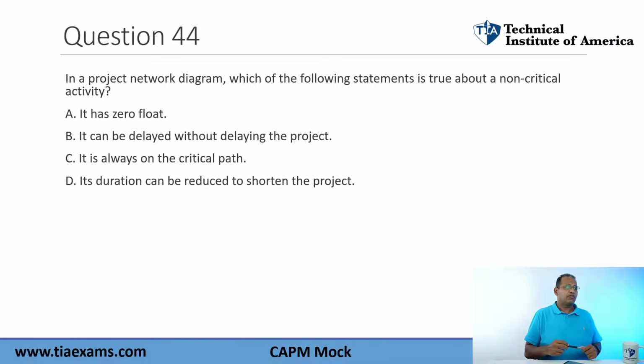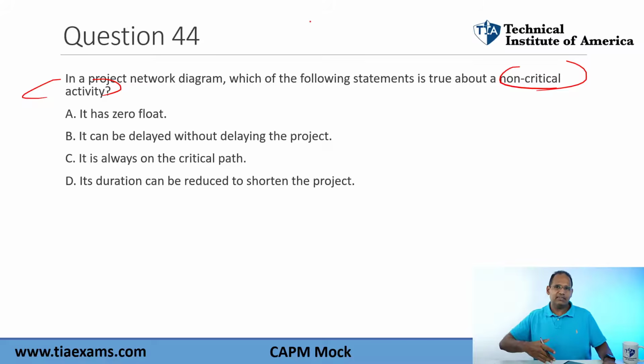Practice question number 44. In a project network diagram, which of the following statements is true about a non-critical activity? So you have to know your network diagram. You have to know your critical path method, or CPM. Okay, so we say things that are non-critical. It has zero float. No. Float is the amount of time you can delay an activity without delaying the project.